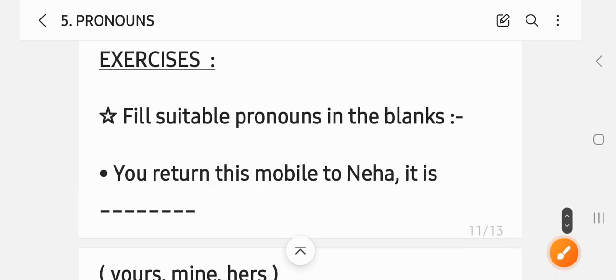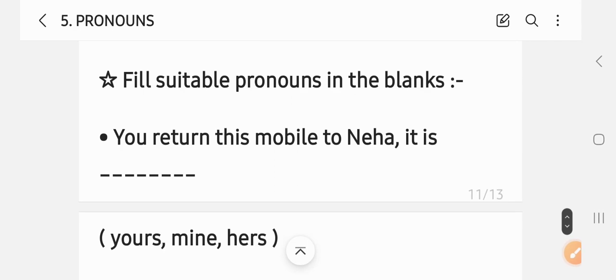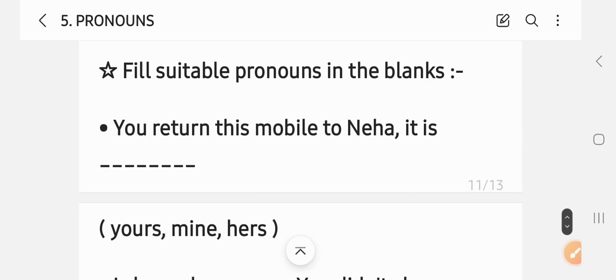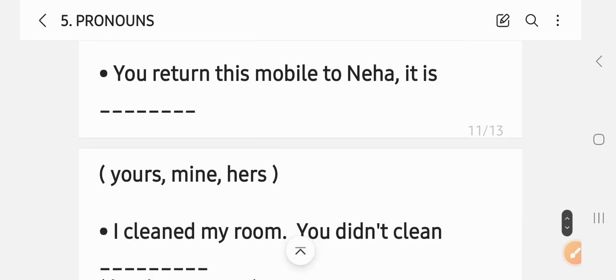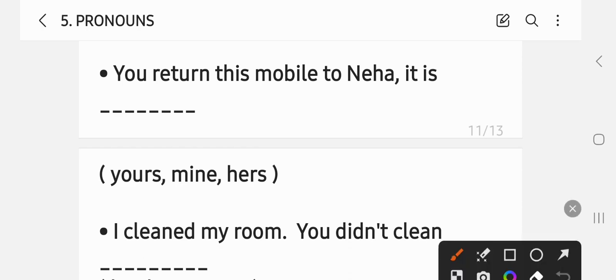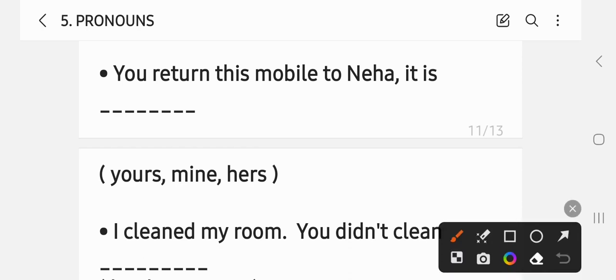Let's solve a few exercises. Now here we have to fill in the pronouns in the blanks. Options have been given to you. After every sentence you have to choose the right kind of pronoun and fill the blank. Let's take a look at the first one. Return this mobile to Neha. It is dash. Now here which one will you use? Yours, mine or hers? So the correct answer is it is hers.